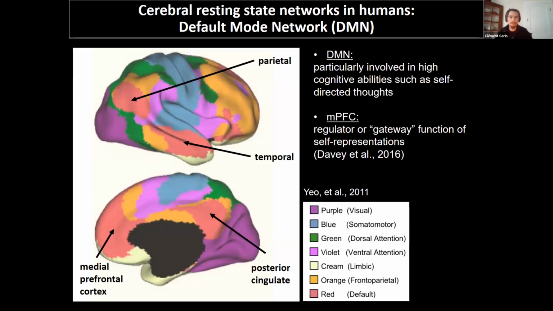This network is highly active at rest, and we can divide this network into 5 clusters, in which we can find the parietal cluster, the temporal cluster, the posterior cingulate cortex cluster, and the medial prefrontal cluster. The medial prefrontal cluster is an important cluster since it has been shown to be involved in a gateway function of self-representation in humans.